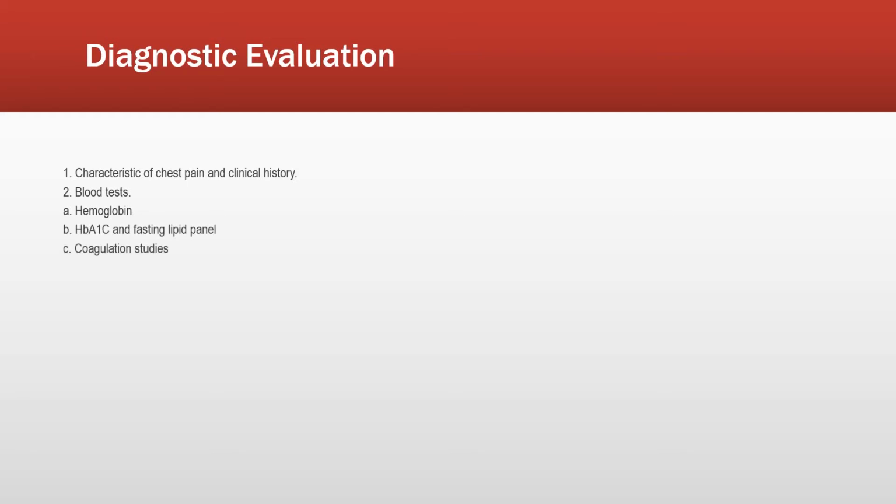For the diagnostic evaluation of ACS and myocardial infarction, tests are done to identify the main cause of the disease. These are: Number 1. Characteristic of chest pain and clinical history. Number 2. Blood tests, such as hemoglobin to rule out anemia, which may reduce myocardial oxygen supply, glycated hemoglobin test and fasting lipid panel to rule out modifiable risk factors for coronary artery disease, coagulation studies, C-reactive protein to determine inflammation, homocysteine, elevated levels of homocysteine can cause damage to the artery lining, and lipoprotein, an increased level is associated with a twofold risk in developing coronary artery disease, and cardiac markers, creatine kinase, and its isoenzyme CK-MB, and troponin I to determine the presence and severity of cardiac insult.